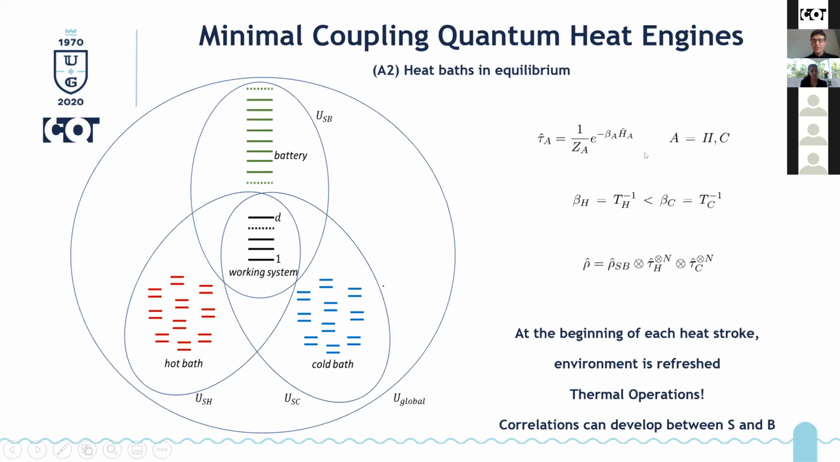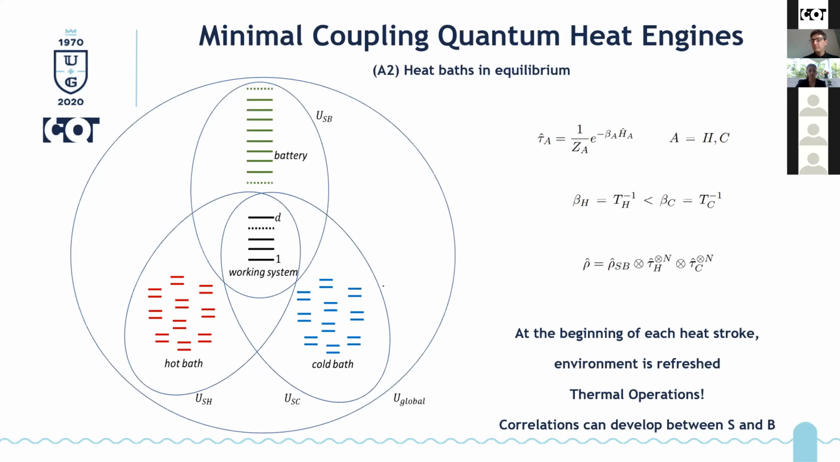The baths are taken in thermal reservoirs, in a Gibbs state, sorry. And after every cycle, the baths are refreshed. So they are taken again in the Gibbs state. This corresponds to the fact that the baths have infinite capacity, and we do not actually influence the state of the bath when we interact with it.